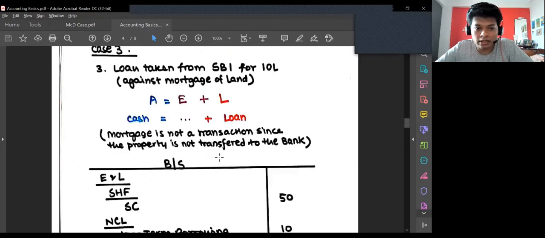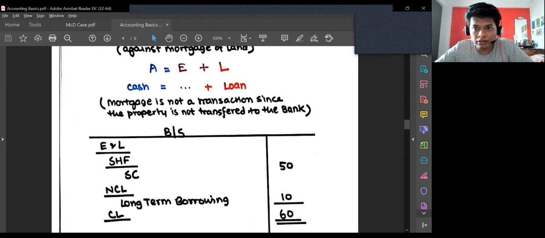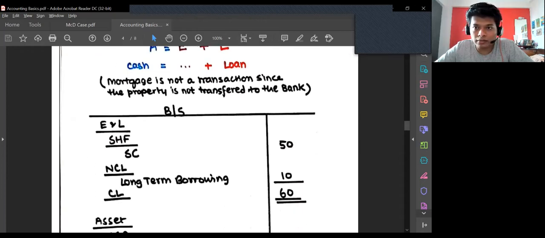So again, cash equal to this part. Now I've taken a 10 lakhs loan. What will happen? Share capital was 50. Now I got a long-term borrowing within non-current liability. What is non-current liability? Any liability that is more than 12 months is a non-current liability. Any liability which is less than 12 months is a current liability. I'm assuming it's a long-term loan, so it's a long-term borrowing of 10 lakhs over here.